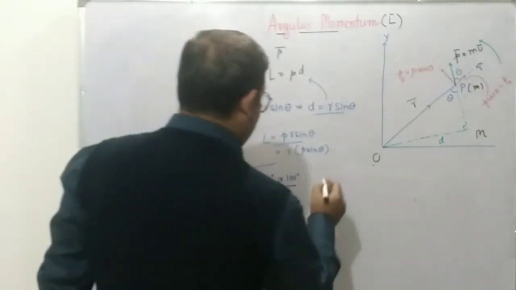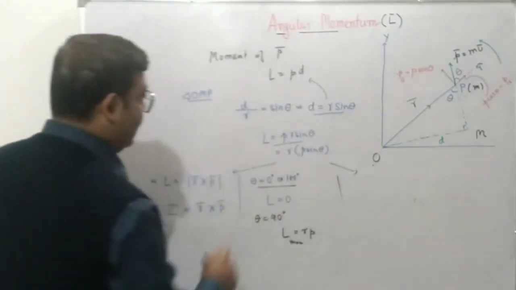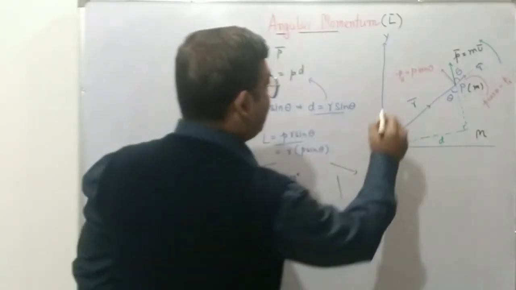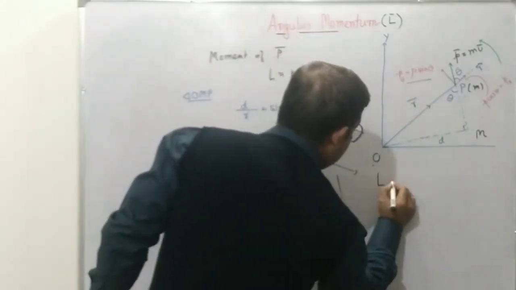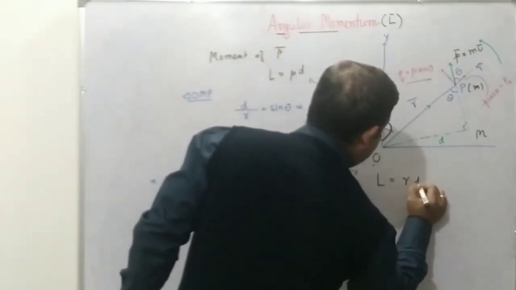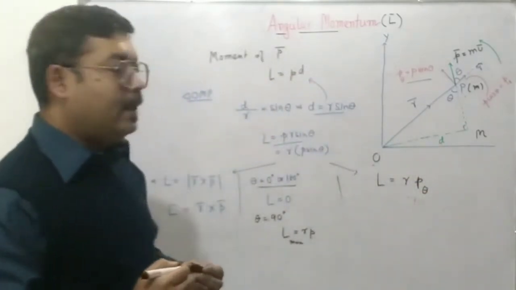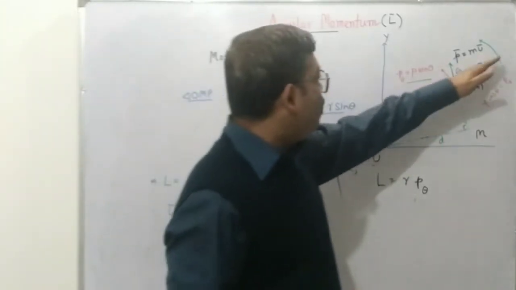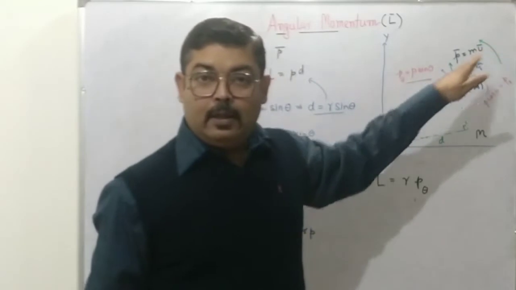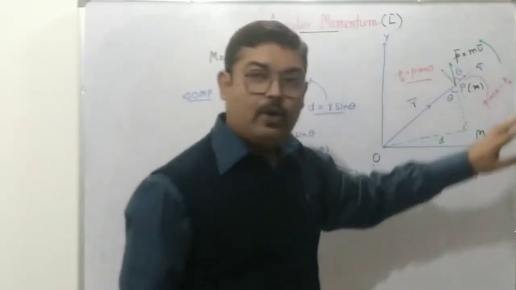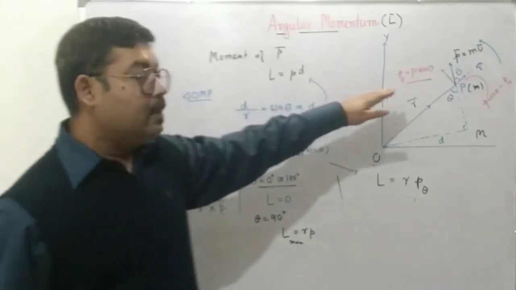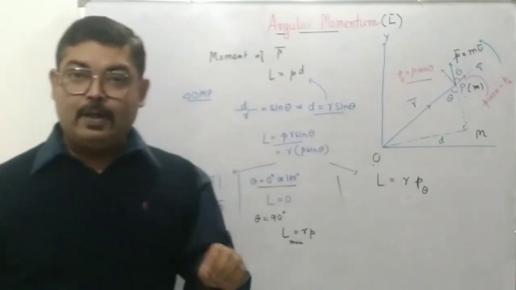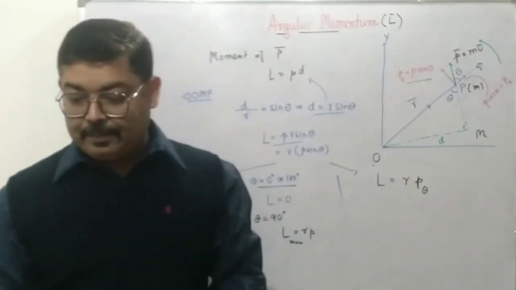Okay. Now, if we move on from this equation again, L is equal to r into p sin theta. But what is p sin theta? p sin theta is p theta, right? So we can write L equals r p theta. That is the tangential component of linear momentum, which in other words means that the radial component, which is along the radius vector r, that is p cos theta, does not contribute towards the angular momentum at all. Only the tangential component is what will contribute towards the angular momentum.